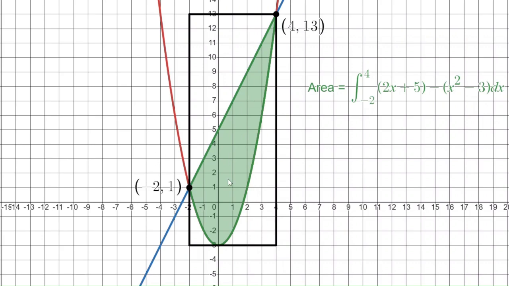We could also draw in these grid lines here and count up these boxes and kind of estimate it because they're not all full boxes here. We have some partial boxes. And yeah, that's reasonable that that could be 36 square units.